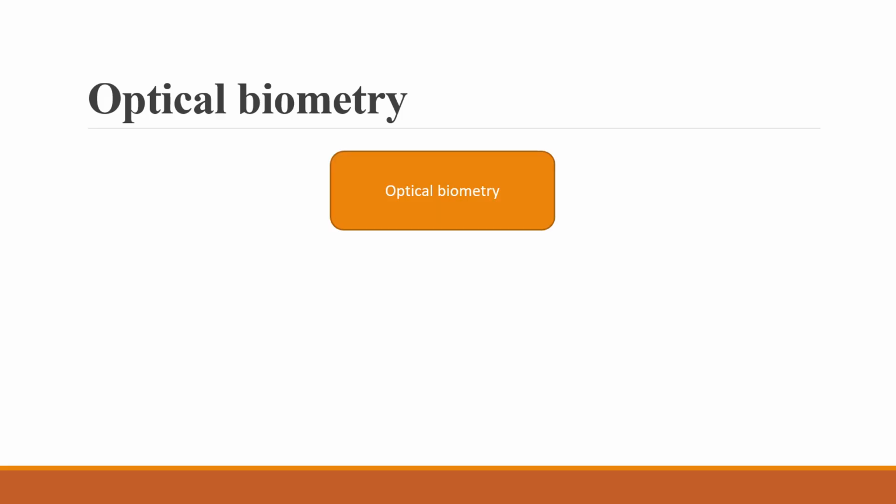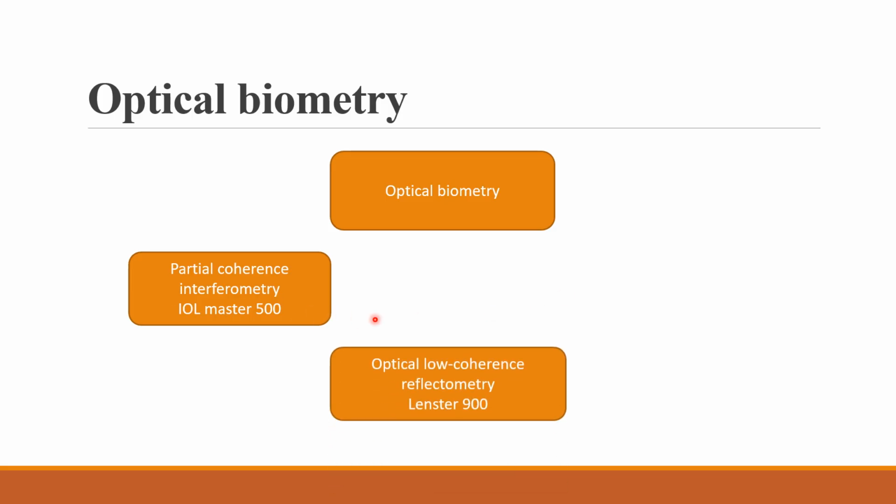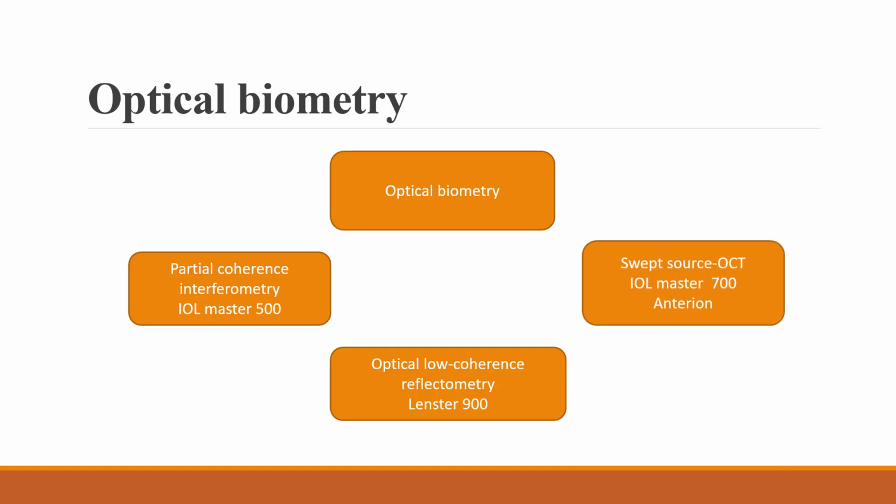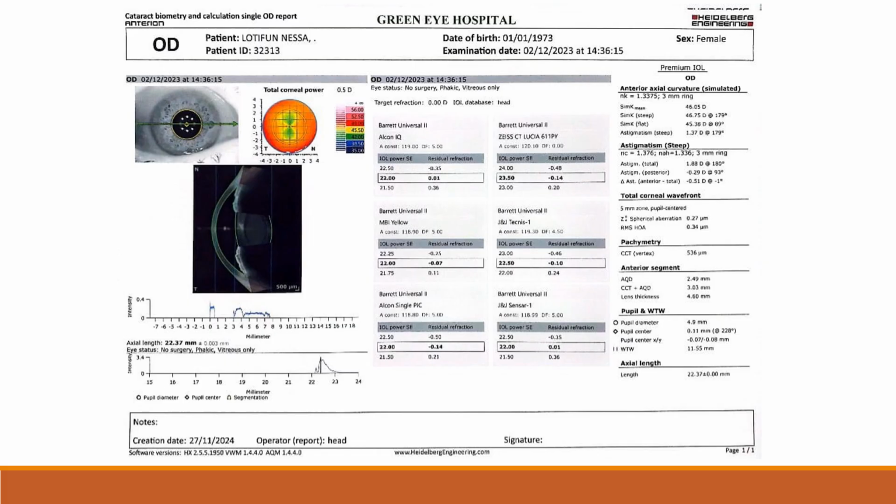Optical biometry can be divided into partial coherence interferometry, optical low coherence reflectometry Lenstar 900, and swept source optical coherence tomography, OCT Master 700 and Tyrion. This is a picture of biometry.